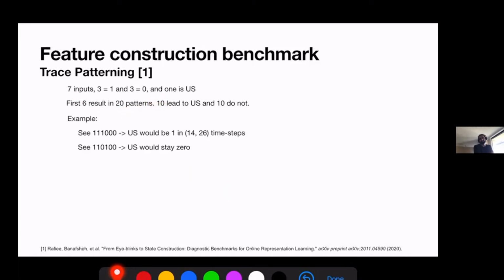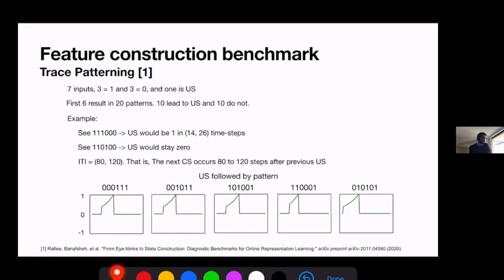And 10 of these patterns would lead to a US and the other 10 would not. So what do I mean by that? It's possible that if you see this pattern 1, 1, 1, 0, 0, 0, then the US would happen after a certain number of time steps, whereas if you see a different pattern, then US would not happen. So to solve this task, you have to learn these nonlinear features, which can differentiate between the 10 patterns that lead to the US and the other 10 patterns that do not lead to the US.